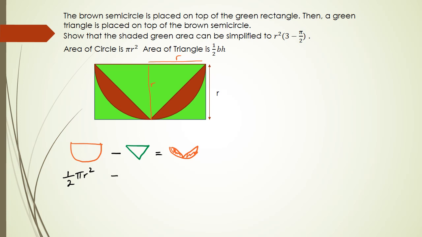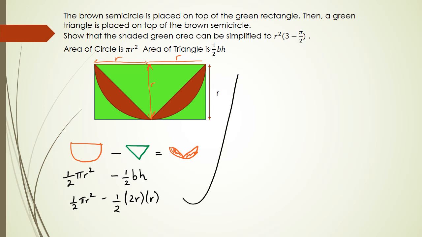As for the triangle, we know that the area of a triangle is half times base times height. So in this case, the height is going to be whatever the r is for the triangle. And then the base is actually going to be from here all the way to the end, which is another r, which means the base is going to be 2r. So then we can write this like this: half pi r squared minus half times base, which is 2r, multiplied by height, which is another r.